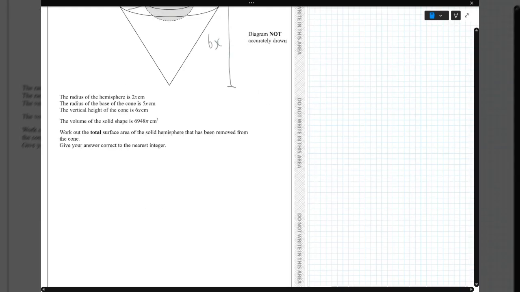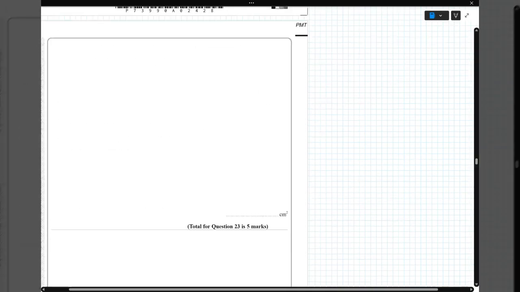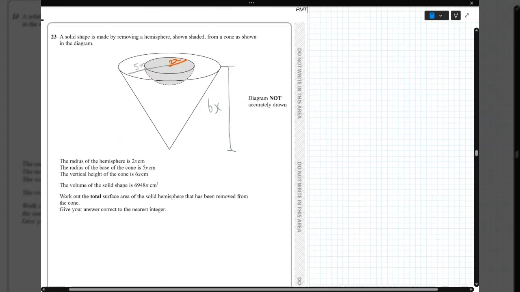This must be like 20 marks. 2 pages of working, 5 marks. That is tight. I thought maybe 6.